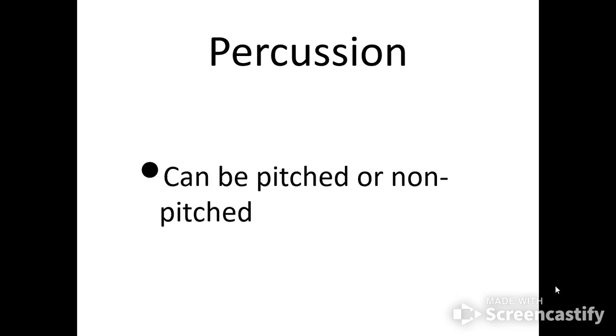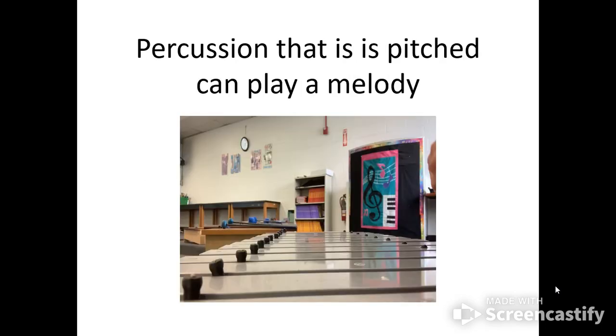Percussion instruments. That's what we have a lot of in our classroom. In fact, that's all we've got in our classroom are percussion instruments. And those percussion instruments can be pitched or non-pitched. A pitched percussion instrument is like the metallophone or xylophones or glockenspiels like we have in our classroom. And if you play them, you could play a melody.